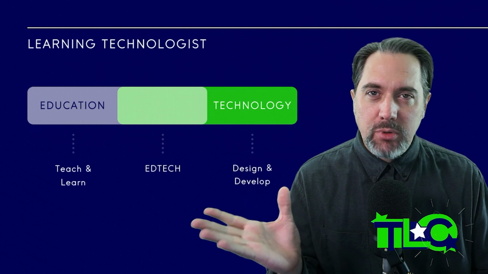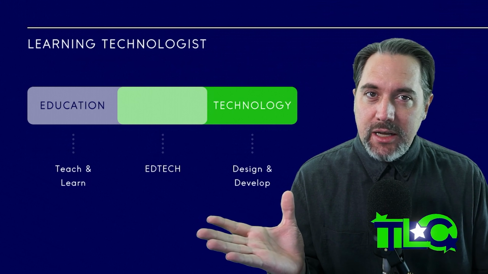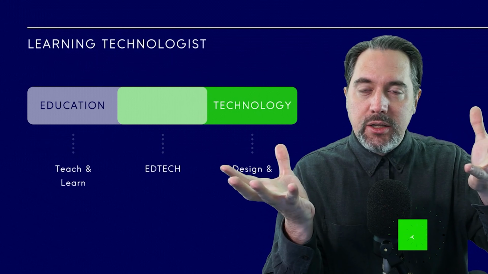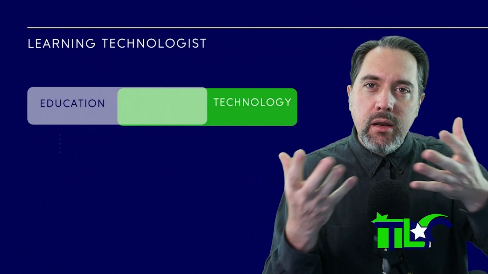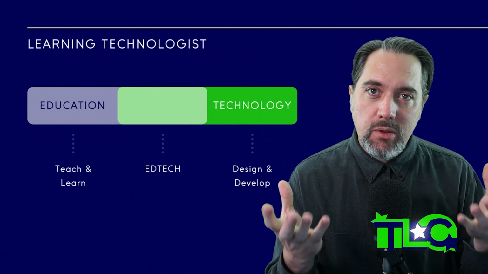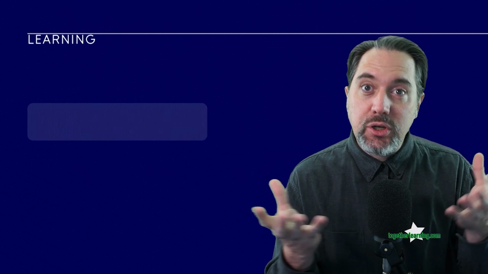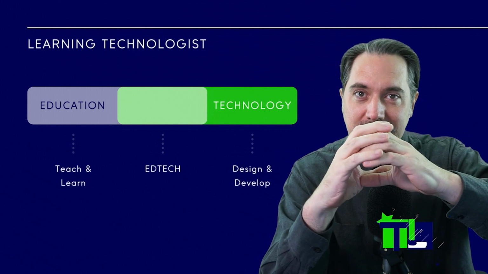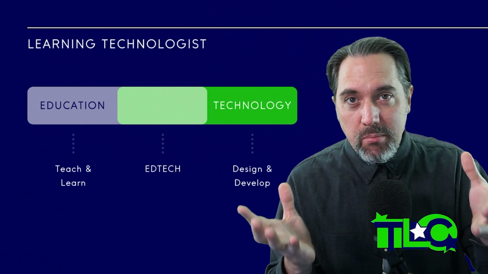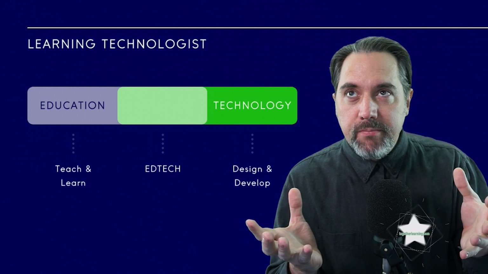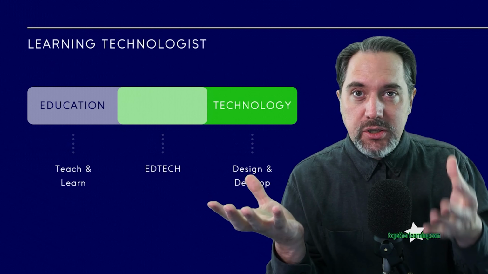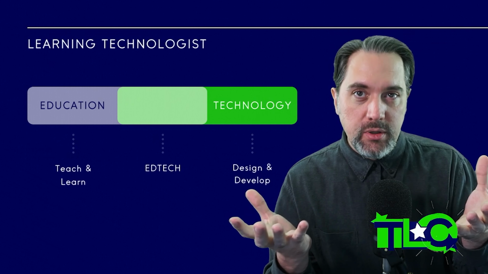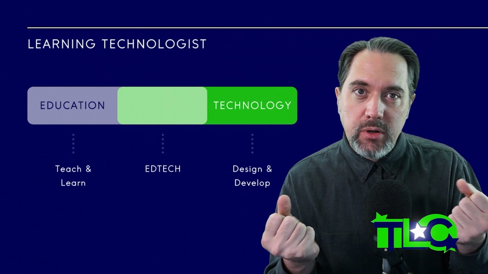So let's think about this relationship. Learning technologists take these two ideas, education and technology, and combine them. What's probably easiest to think about is that there's a Venn diagram, and they live in the overlap area between these two fields, these two concepts of education and technology. I think it's slightly more profound than that idea, and I'll try to explain as we go forward.